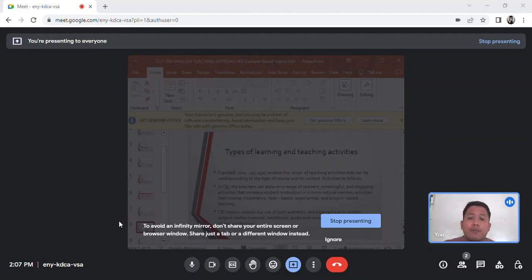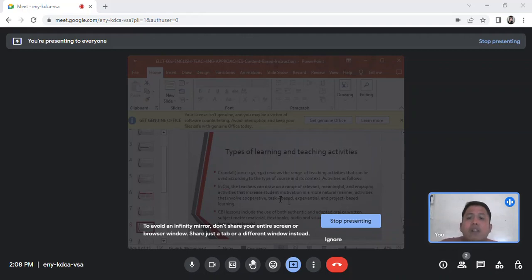There are types of learning and teaching activities. According to Grandol 2012, he reviews the range of teaching activities that can be used according to the type of course and its context. These are the activities. In content-based instruction, the teacher can draw on a range of relevant, meaningful, and engaging activities that increase student motivation in a more natural manner.